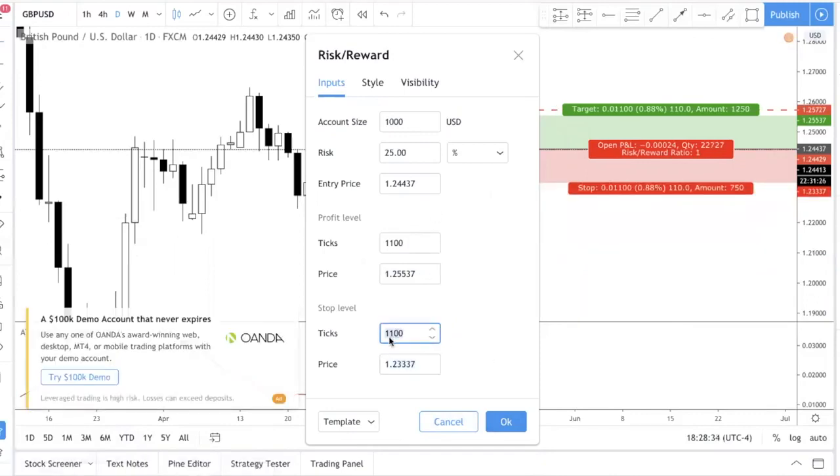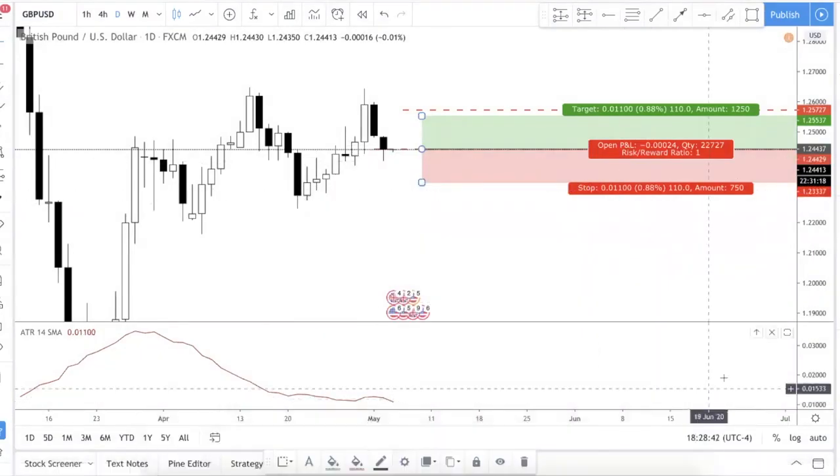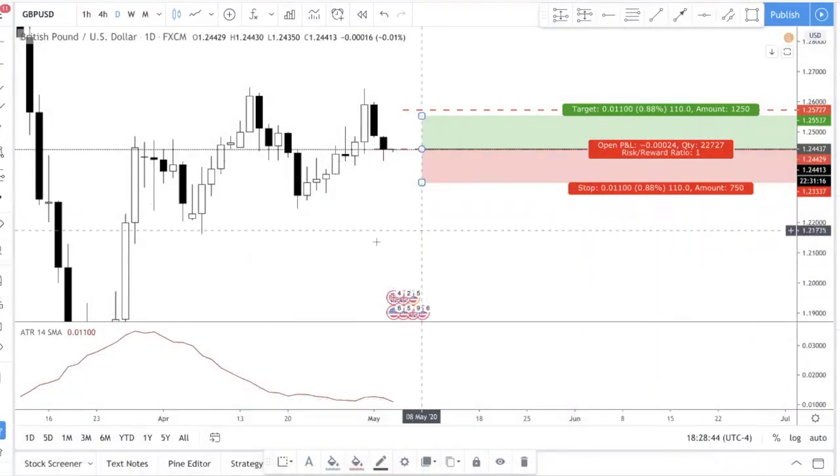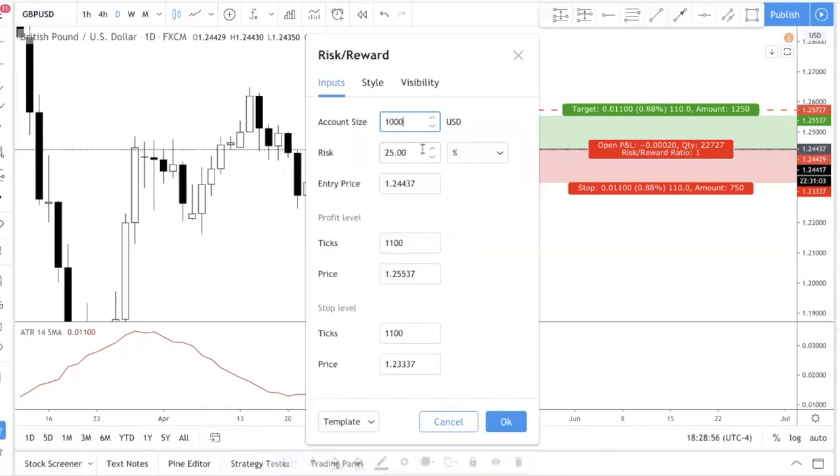I put in 1100. The reason why there's one more zero behind is because this is in ticks, not in pips. But if you want an easy way to remember it, because your ATR is in ticks, you can see over here on the bottom left, 0.01100, which means 1100 ticks. Then you just click here. You put 1100. Make sure you click the tab button.